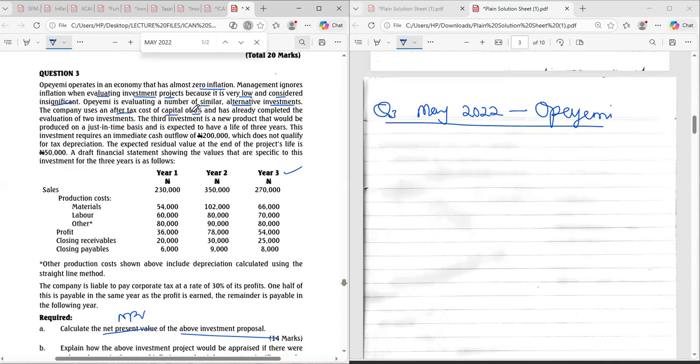Do you understand? Now, they now said the company uses an after-tax cost of capital and has already completed the evaluation of 2 investments. The third investment is a new product that would be produced on a what? Just-in-time basis. You know what that means, right? You read that in your notes? Interesting. And it's expected to have a life of how many years? 3 years. Now, this investment requires an immediate cash outflow. How much? So we're going to be investing 200,000.